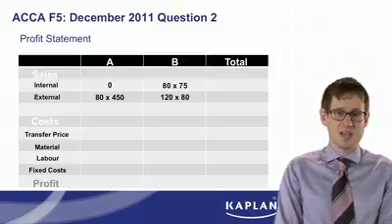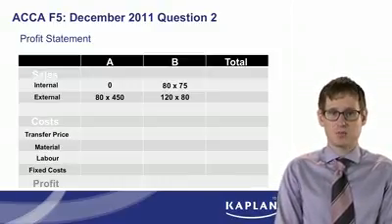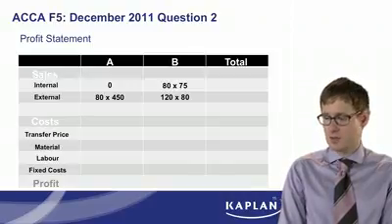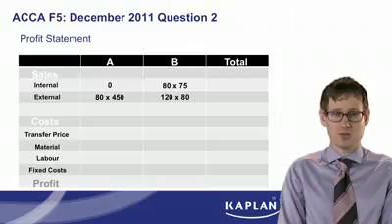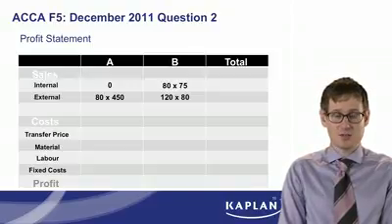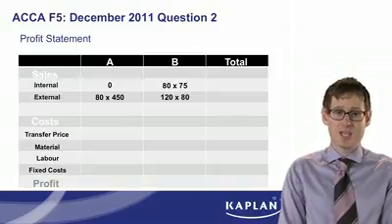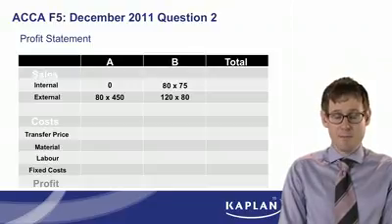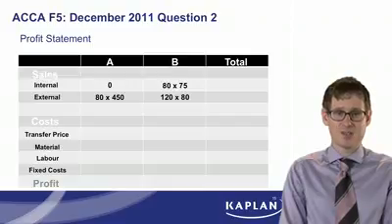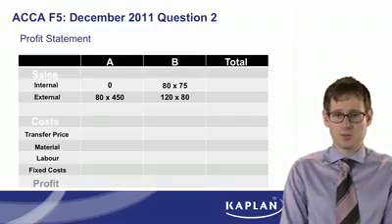The first set of figures then to enter are the sale prices. A, remember, only sells externally, so it sells 80,000 units for $450 each. B, on the other hand, should sell 80,000 units to A to ensure that A is fully utilised. Remember, it has capacity of 200,000, so it will have 120,000 units remaining. Each of these should be sold externally for $80.